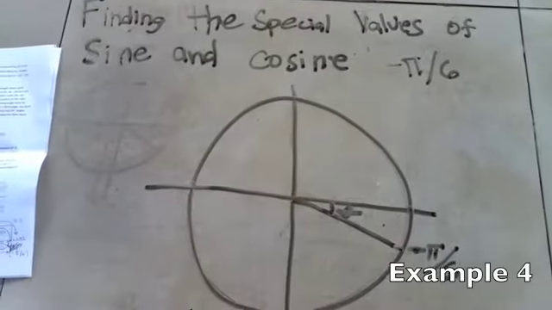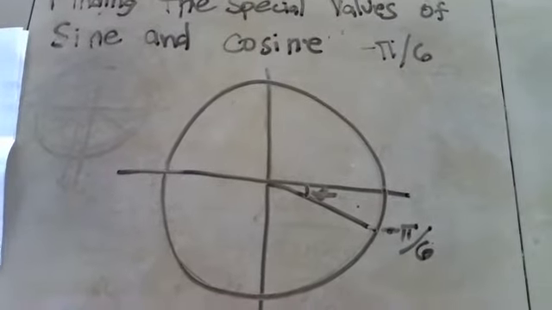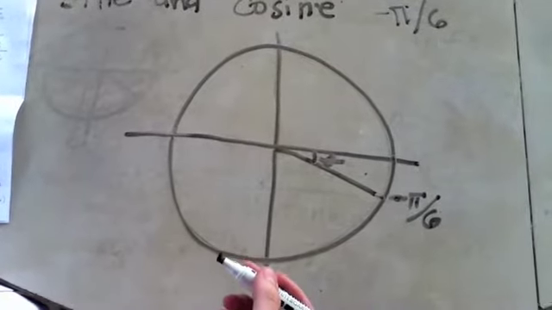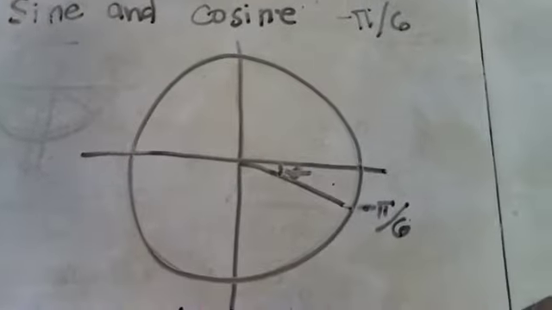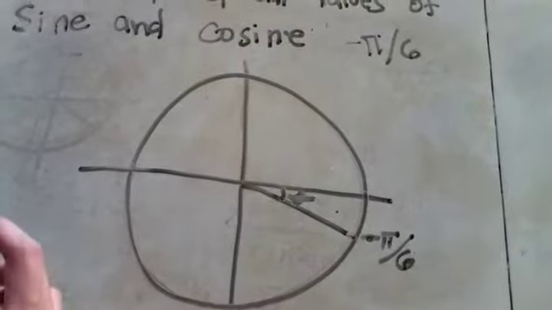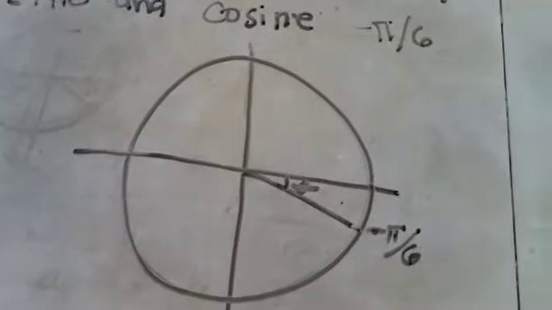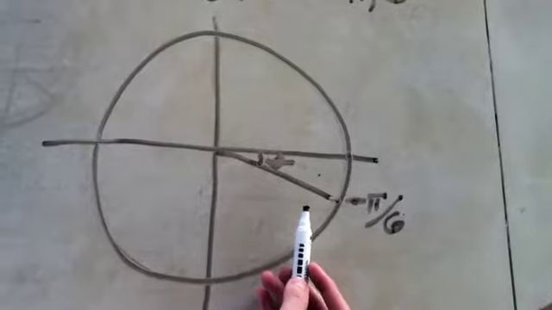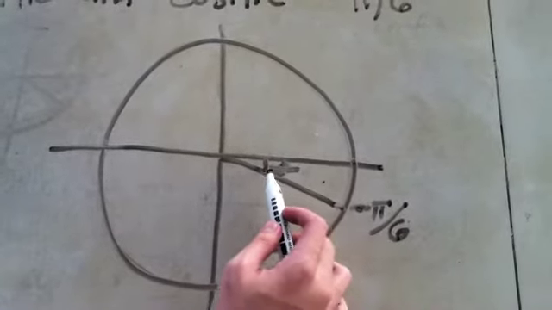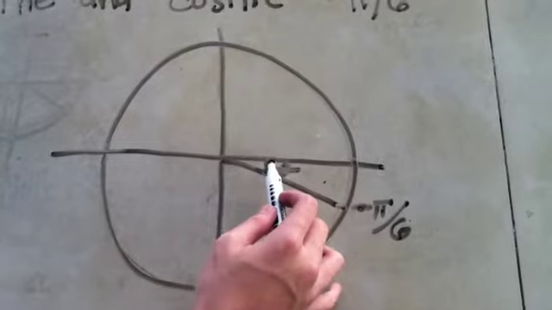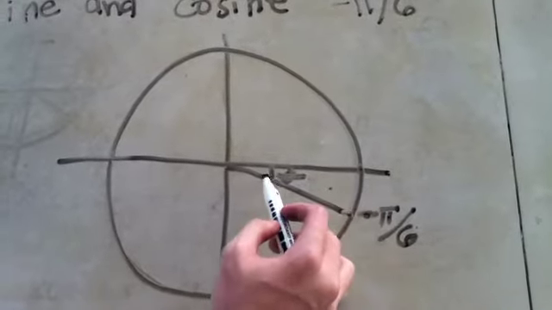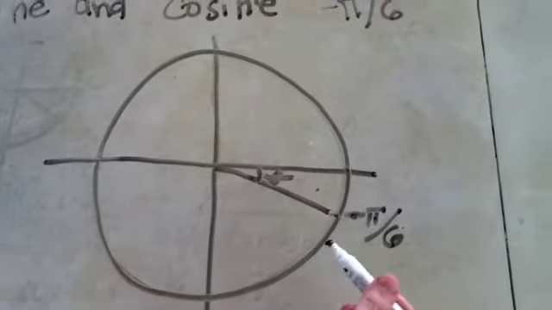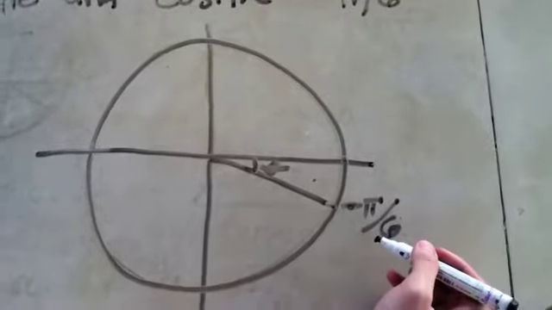Finding the special values of sine and cosine for negative pi over 6. Now, remember that when dealing with negative values, our values go in a clockwise direction. Here we would see the clockwise version of pi over 6. The 30-degree angle would come from the positive x-axis turning clockwise to 30 degrees. This would then make your negative pi over 6.